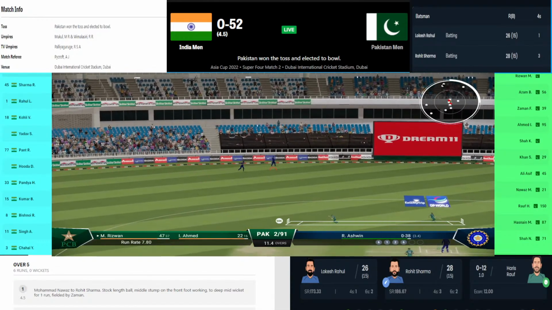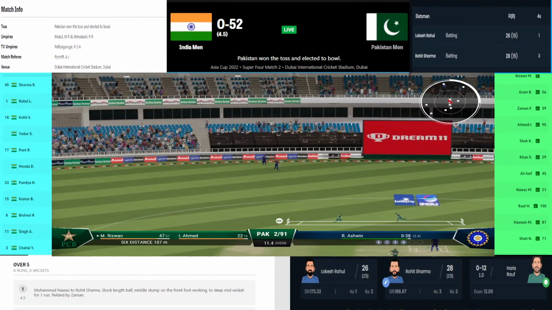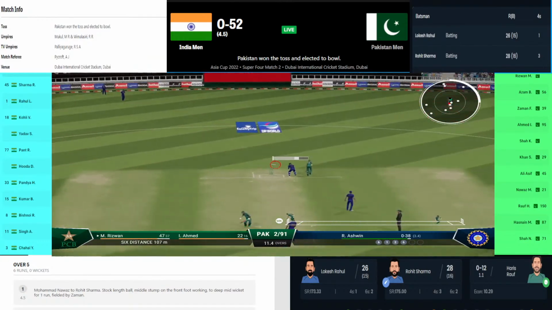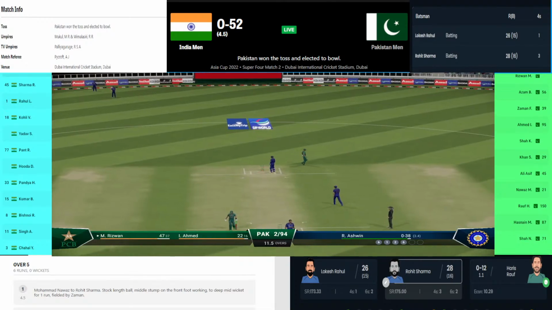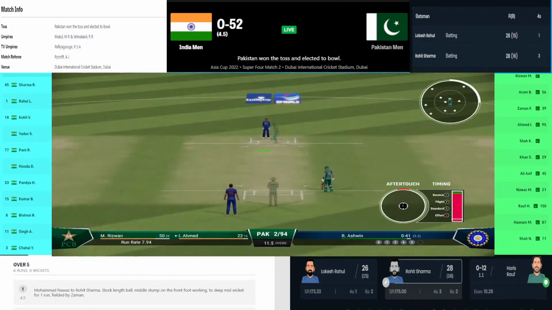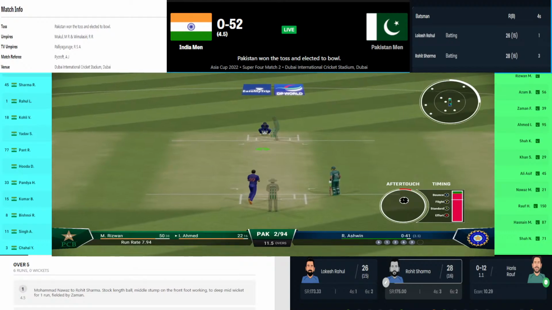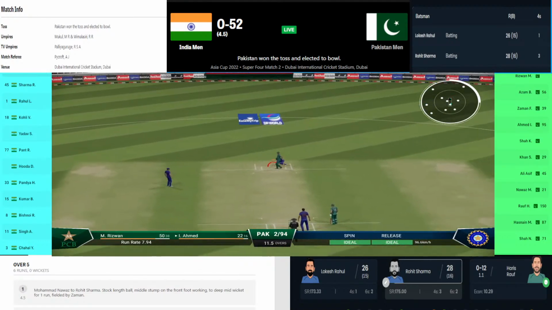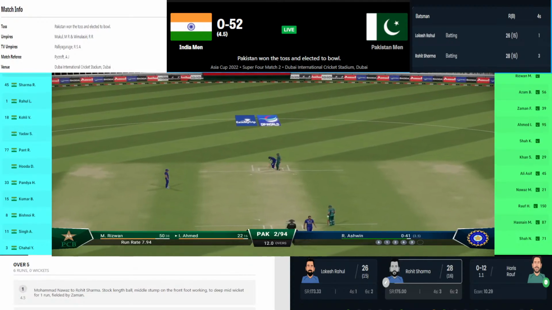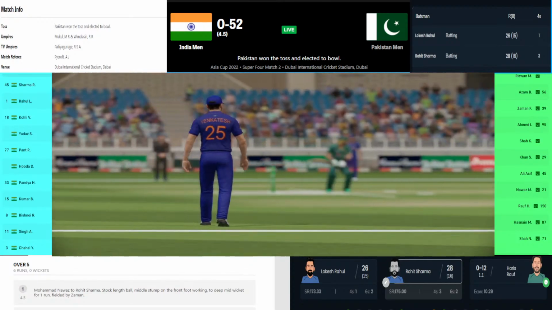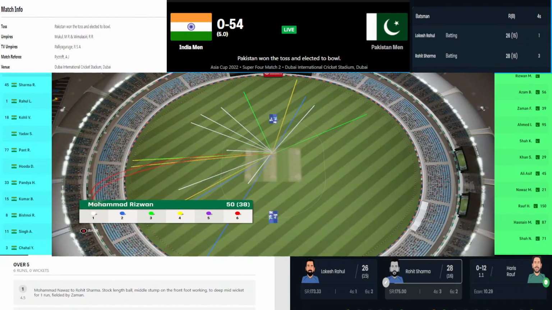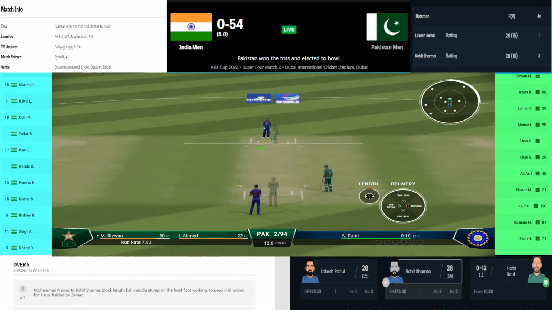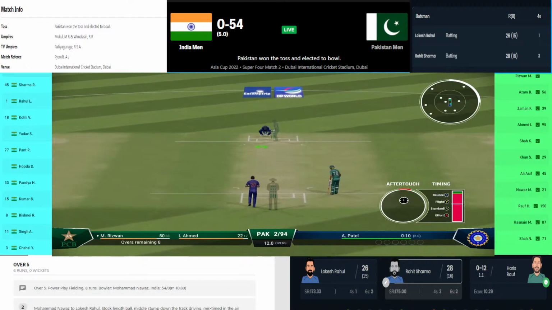And Haris Rauf, now let's see, will there be a bowling change? This spinner's over went for just 6 runs, so it can be a chance for Pakistan to get another spinner going so that there is some stop to the flow of runs. Let's see, will they be able to do that or not? So here we go. The last over of the power play, and Haris Rauf will be continuing from this end. Haris Rauf to Rohit Sharma, who is on 28 off 15. First delivery of the sixth over.